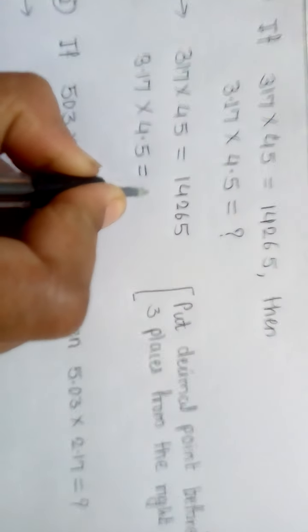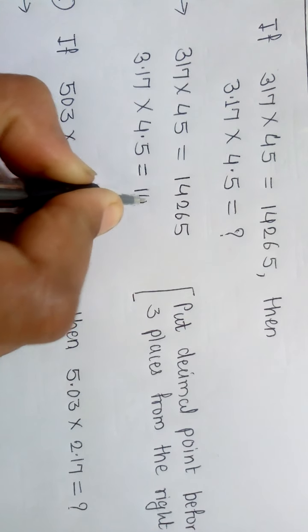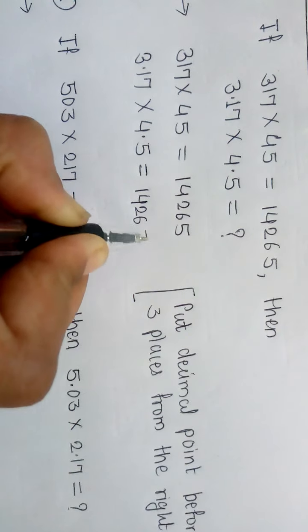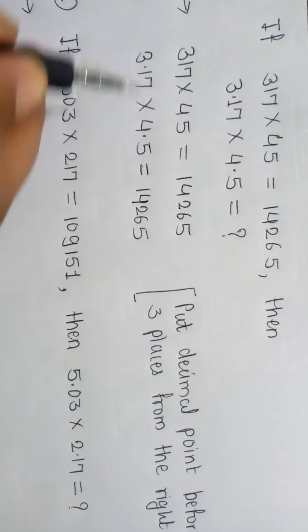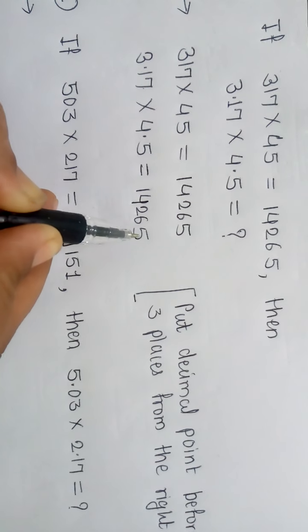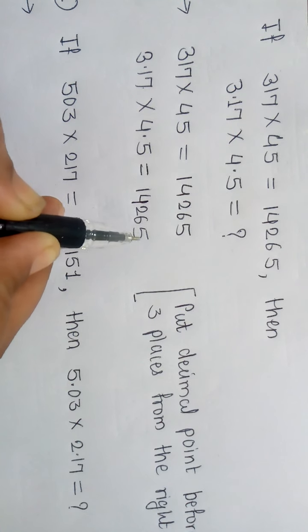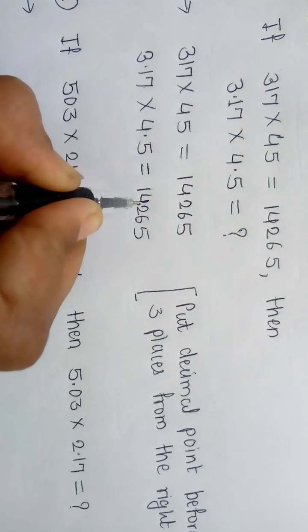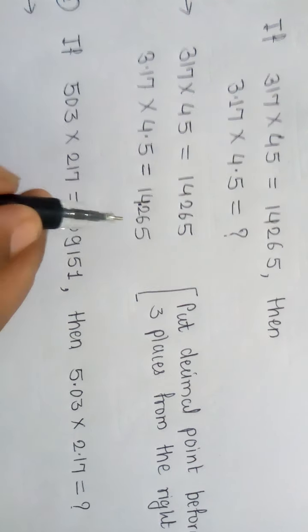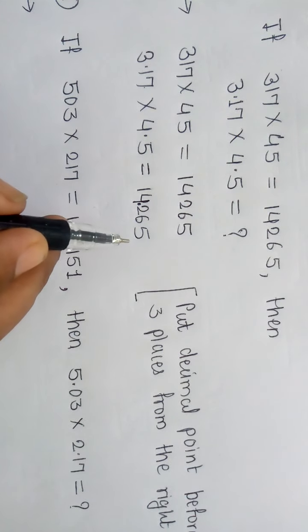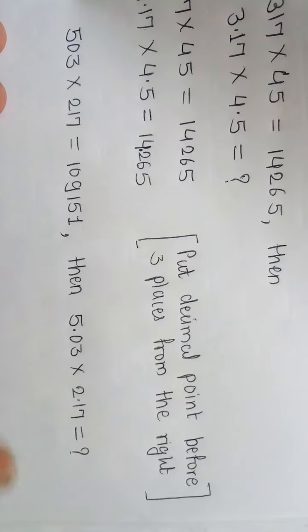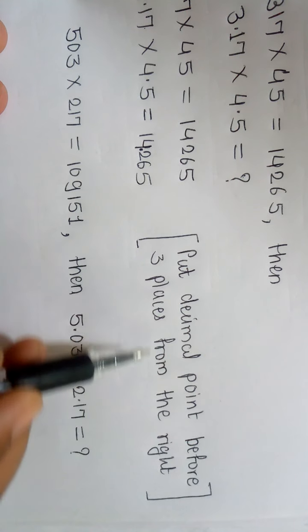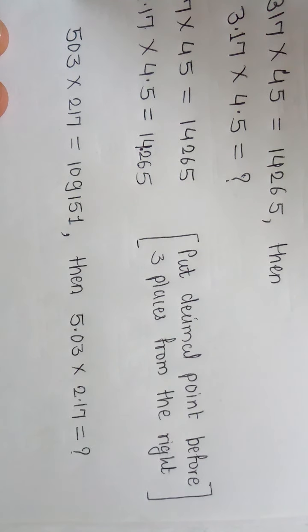So here what will be there? 14,265 as it is we will write. Now we will think about the decimal point: 1, 2 and 3. From the right side we will leave 3 places, 1, 2 and 3, and the point will be here. So how will we read this number? 14.265, and here it is written: put decimal point before 3 places from the right.